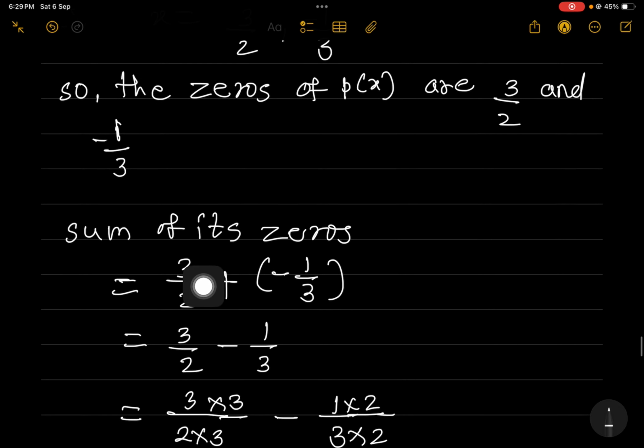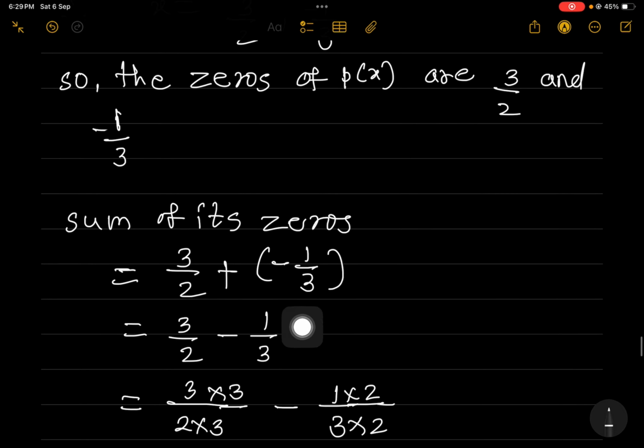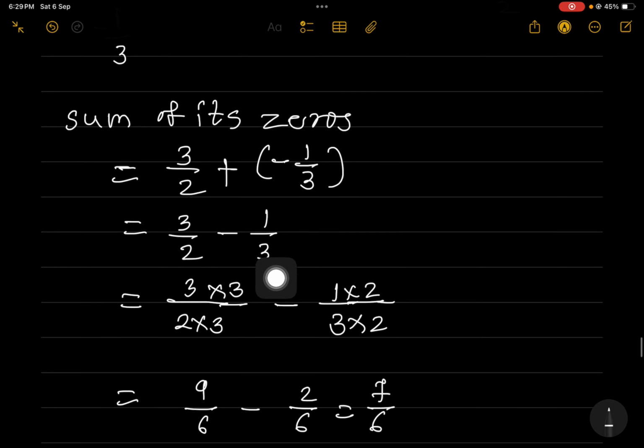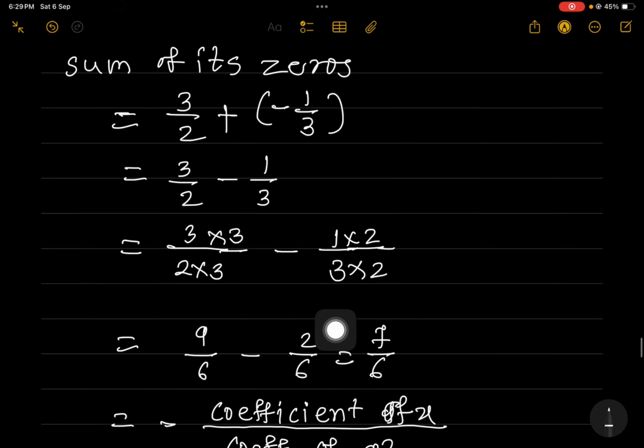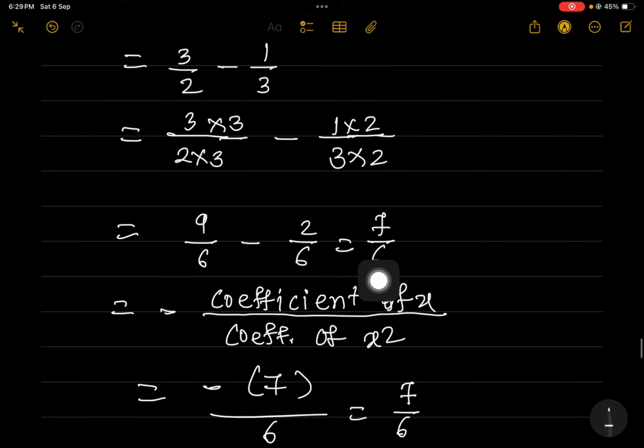Sum of these zeros, 3 upon 2 plus minus 1 upon 3. So it becomes 3 upon 2 minus 1 upon 3. Here denominators are not same, so we have to make the denominators same. So this 2 can make 6, and this 3, so 2 into 3, here also we have to multiply by 3, minus sign as it is. So 1 upon 3 is there, multiply by 2, both numerator and denominator. So 9 upon 6 minus 2 upon 6. So denominator is same, so subtraction we can do. 9 minus 2 is 7, denominator as it is.